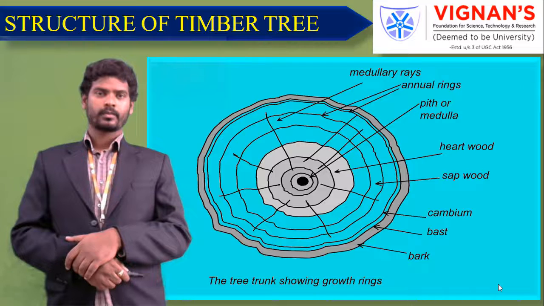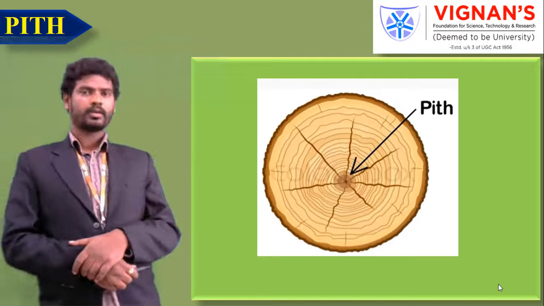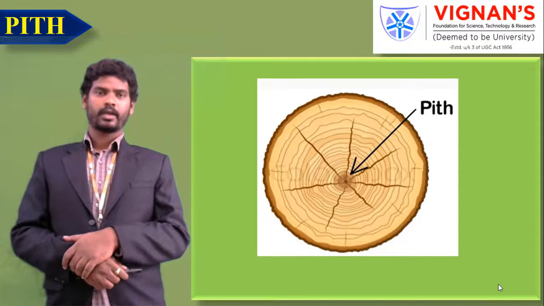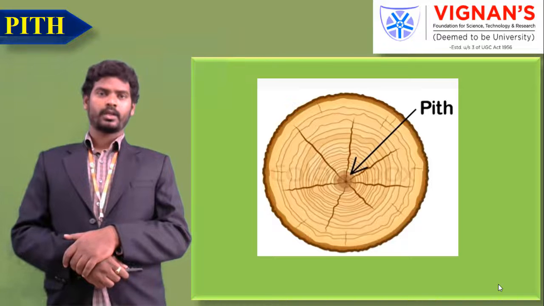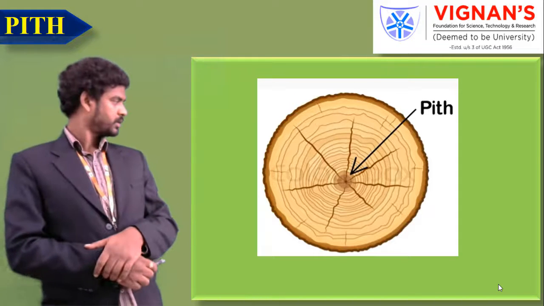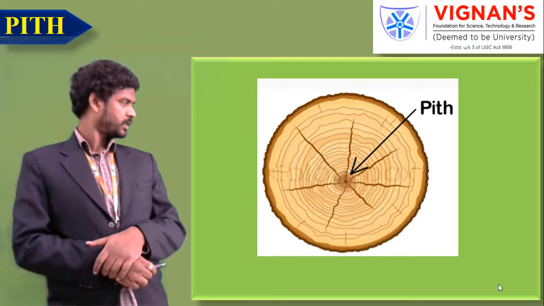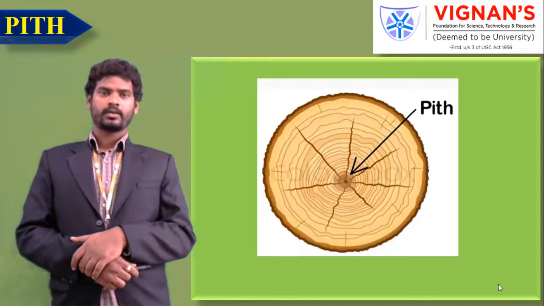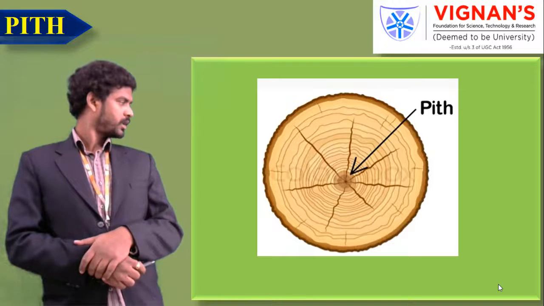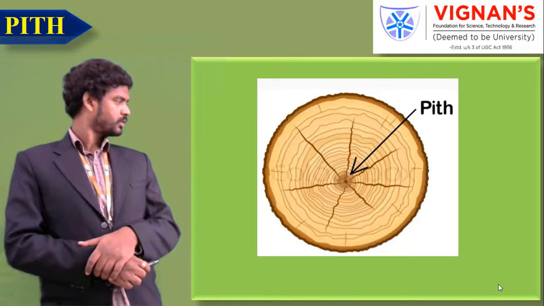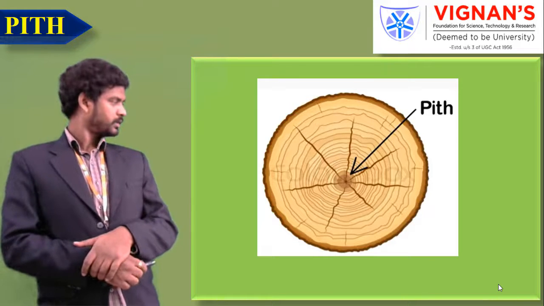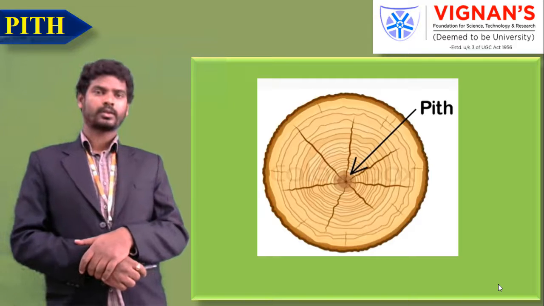Okay, what is the first one? Pith. It is the innermost center portion of the core of the tree. It has different sizes and shapes with the age of the tree. Depending upon the age variation, the size of the pith will change. The pith is a center point around which the woods are formed, like hardwood and sapwood, etc.